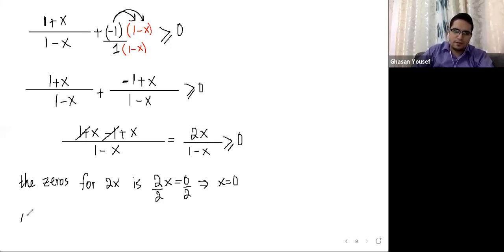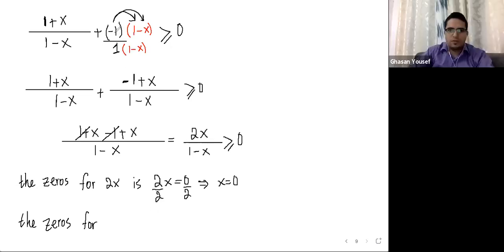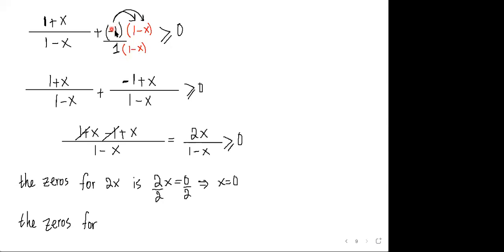Now for the denominator, the zero. Wait, I have a question. Yes, go ahead. How did you get minus 1 on the top? Here, we distribute the minus 1 inside the parentheses. Minus 1, this one, right? Are you asking about this one or this one? Which one exactly?